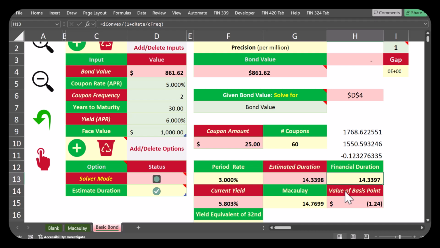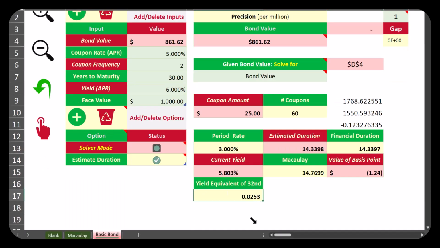Your book also talks about something called the yield equivalent of a 30-second. Well, in the old days, and still today, the quotes of the bond values are typically in increments of 1/32. So if the bond value goes up by 1/32, what is the implied yield change? That's what that number is.